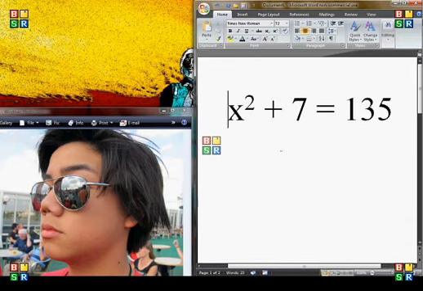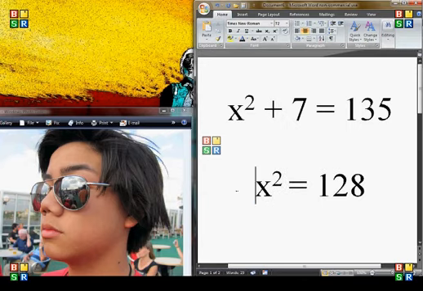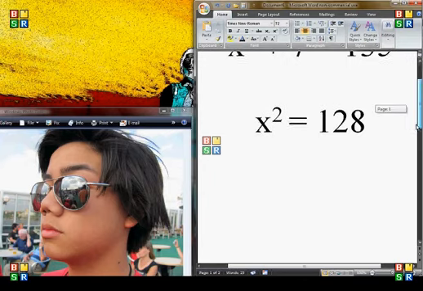Anyway, down to business. You asked for an equation that would end up in an irrational number, and I had to use the square roots we learned in class today. So this is my equation: x squared plus 7 equals 135. Your obvious first step here would be to subtract 7, and that brings you to x squared equals 128. And that's pretty simple math.